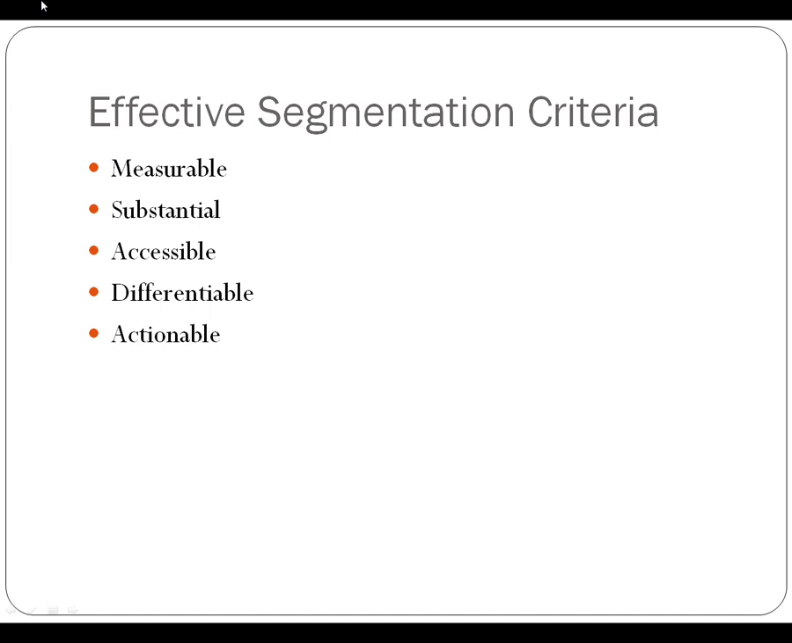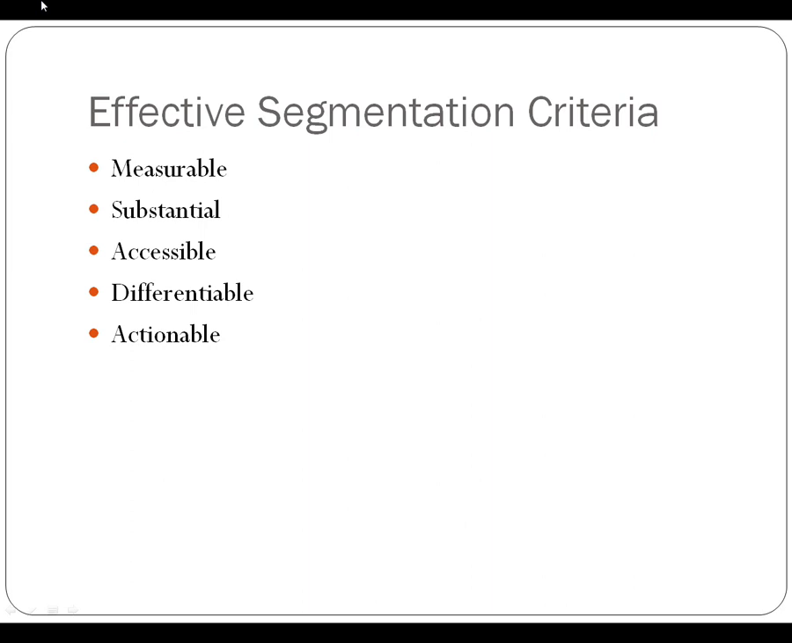Those segments have to be substantial. You can't have segments that have 6 people in them while others have 10 million people in them. What does a 6-person segment do for you? Nothing, unless you're selling Boeing 747s. So it has to be substantial enough to potentially lead to some sort of profit or some sort of gain.